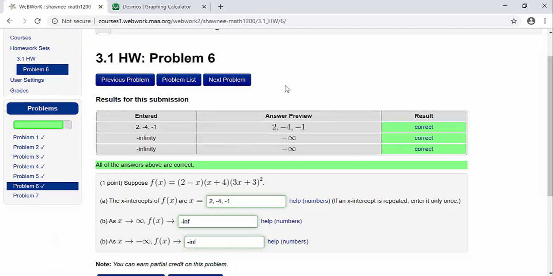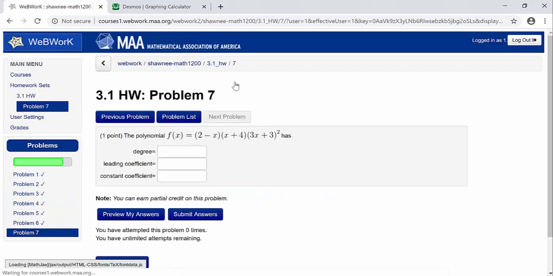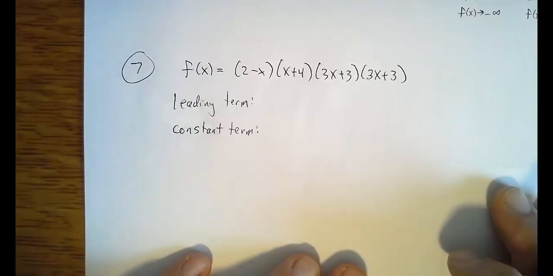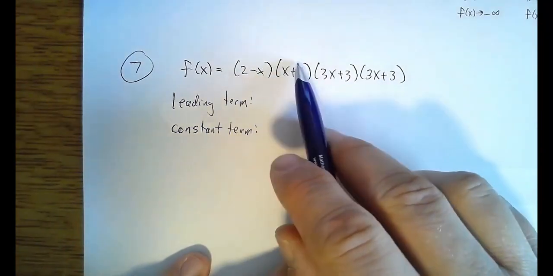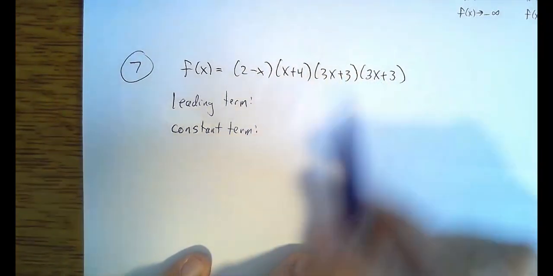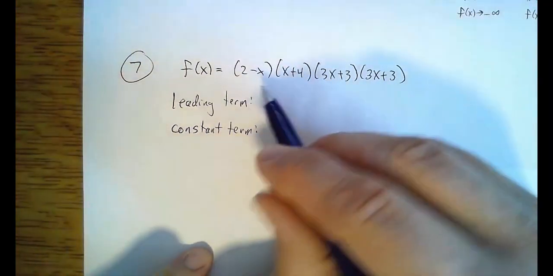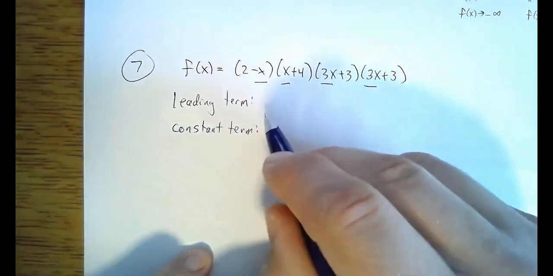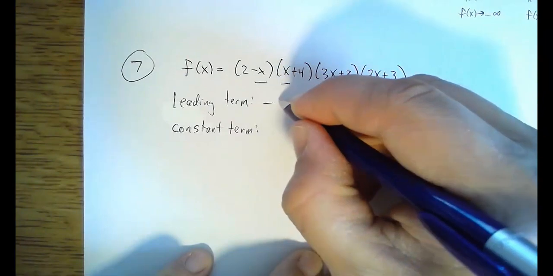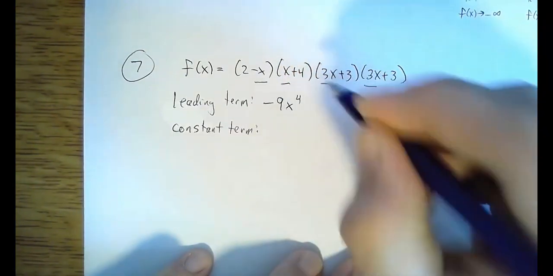Now number 7 is using the same function. Number 7, we have the same polynomial function, but we're asked to find the degree, the leading coefficient, and the constant coefficient. So this is the function in number 7, and instead of multiplying out each one of these four terms, we can find the leading term by multiplying all the terms with x, and this gives us a leading term of minus 9x to the fourth.